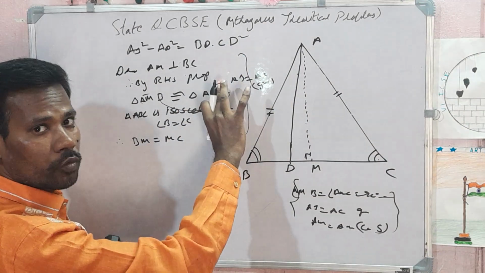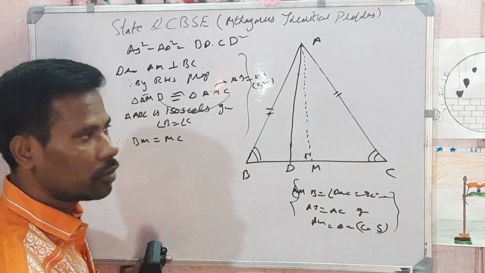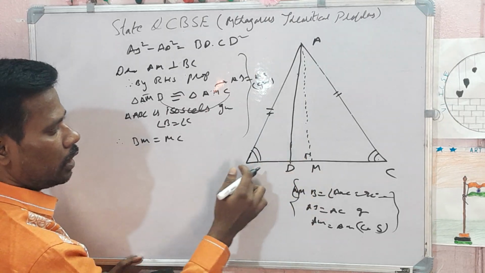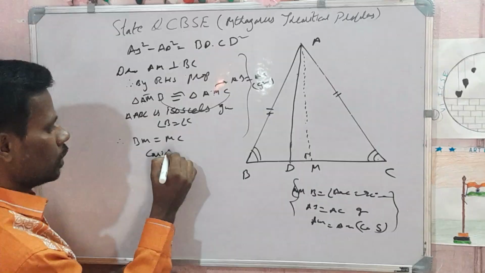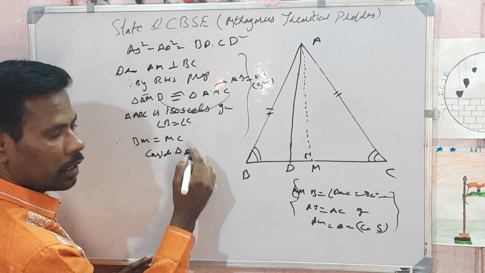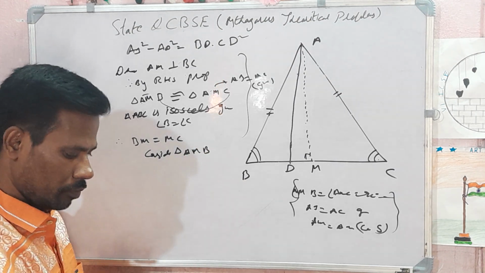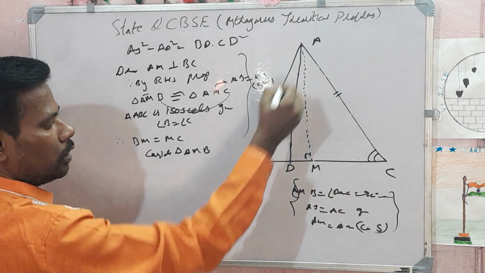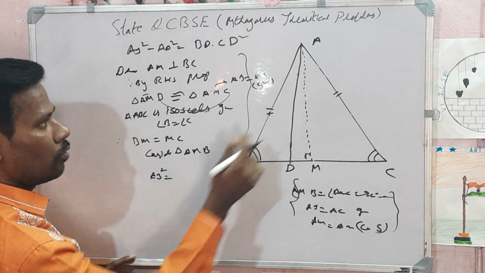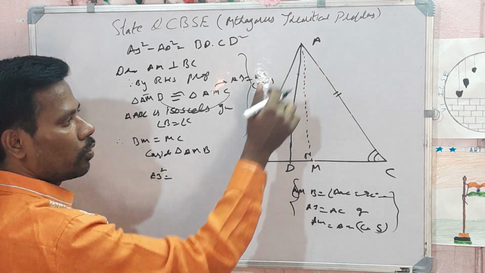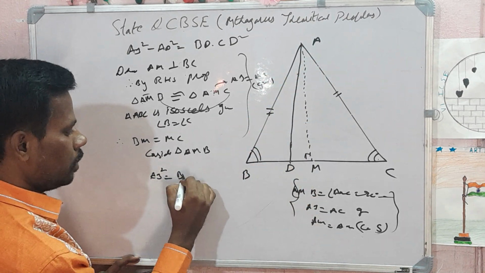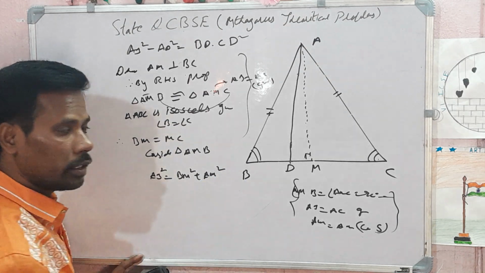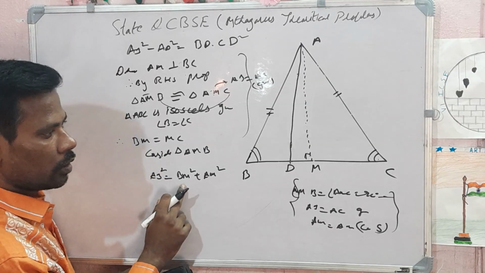Once you have written this, apply Pythagoras theorem. Since we are doing Pythagoras theorem theoretical problems, write down: consider triangle AMB. Apply Pythagoras theorem. AB square is equal to what? Square on the hypotenuse is equal to the sum of squares on the other two sides, DM square plus AM square.